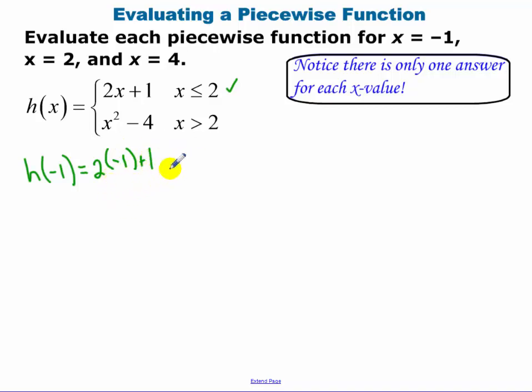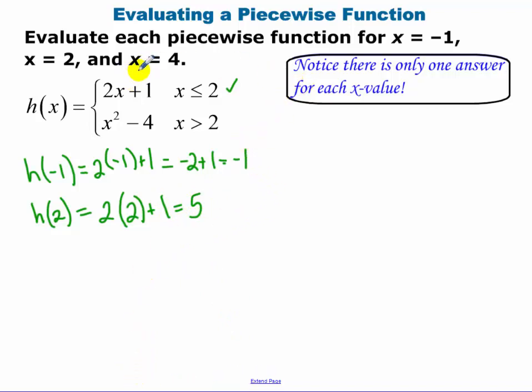So when I plug that in, we get -2 plus 1, which is -1. Now to find h of 2, you plug in 2 wherever you see an x. Now we need to decide, and I kind of gave it away a little bit, h of 2, well, when x equals 2, again, we use our top function. So we plug in 2 into our top function, and we get 5.